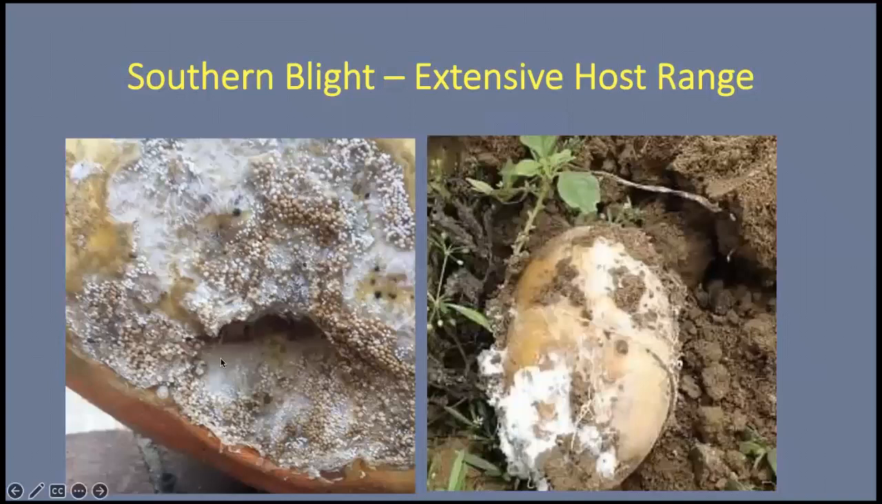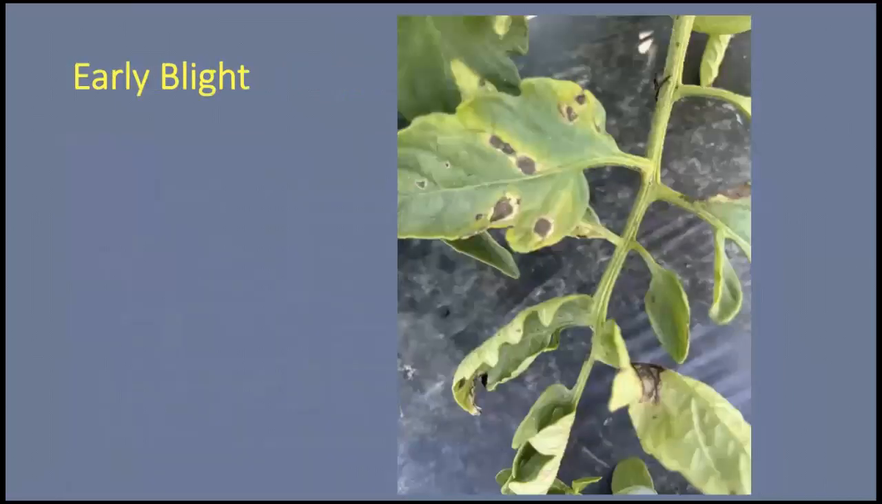This is actually a pumpkin fruit. If it's not corn or grass, it's basically a host for southern blight, unfortunately. The brassicas really don't get it a lot either. But it's got a very extensive host range. So that's one definitely to keep an eye on.